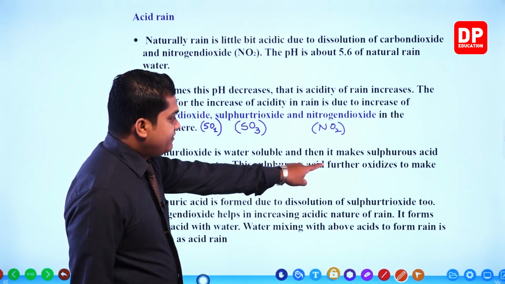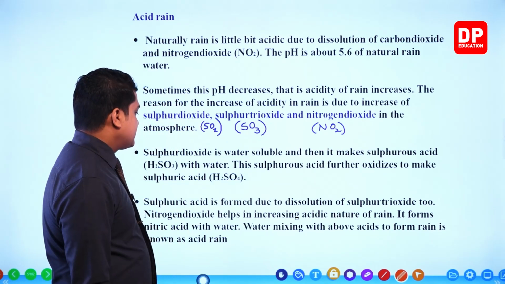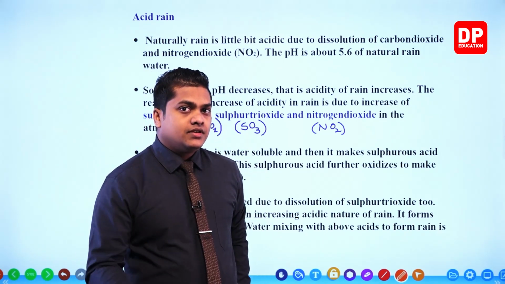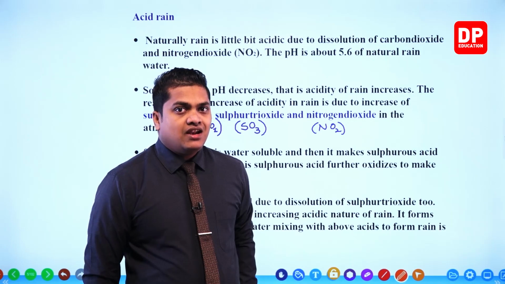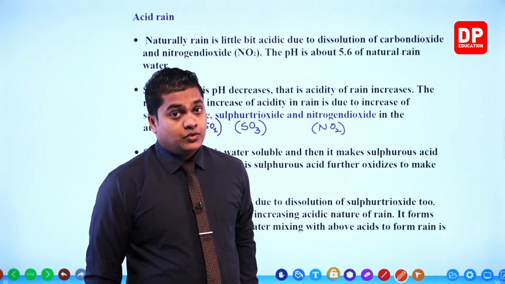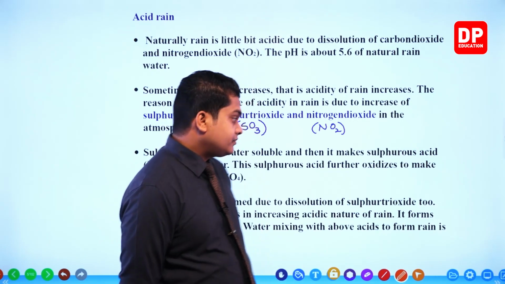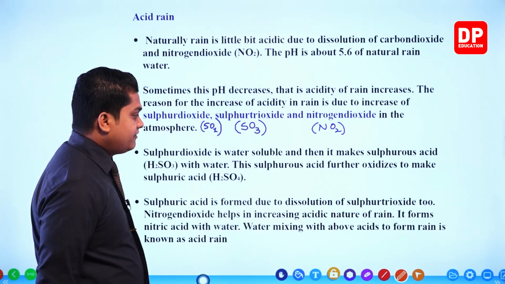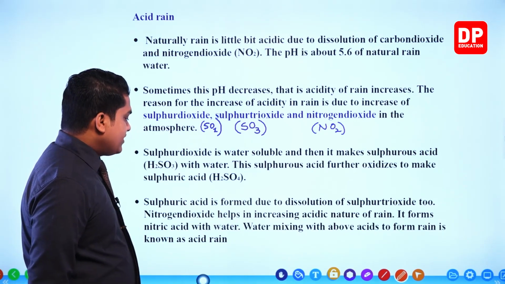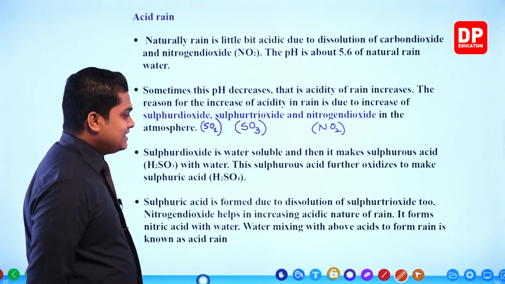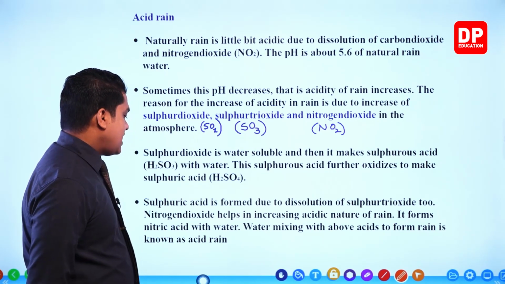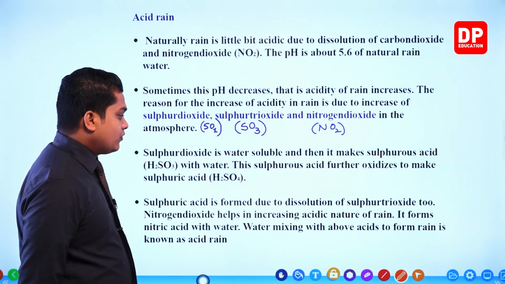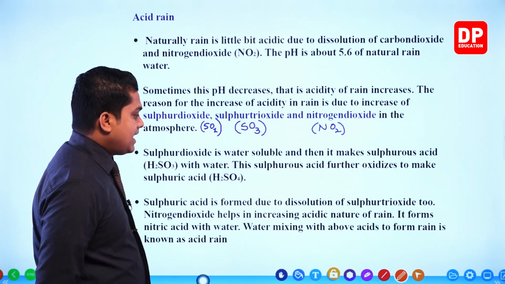This sulfurous acid further oxidizes to make sulfuric acid. So it is going to further combine with oxygen to create sulfuric acid. Sulfuric acid, you know that it is a very strong acid, right? Next one, sulfuric acid is formed due to dissolution of sulfur trioxide too. Nitrogen dioxide helps in increasing the acidic nature of rain. It forms nitric acid with water. Water mixing with the above acids to form rain is known as acid rain.